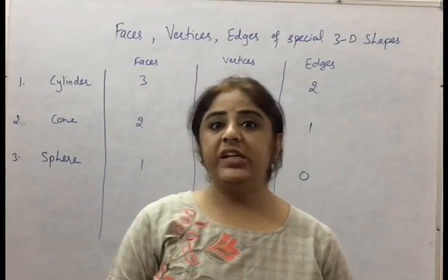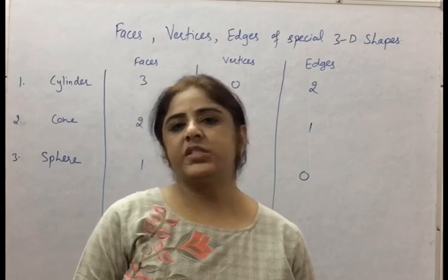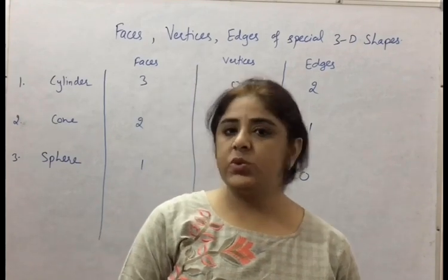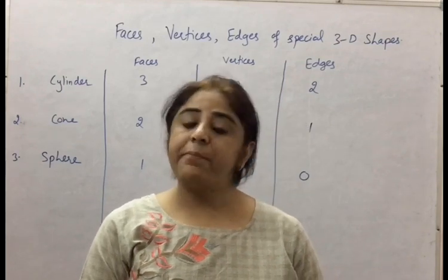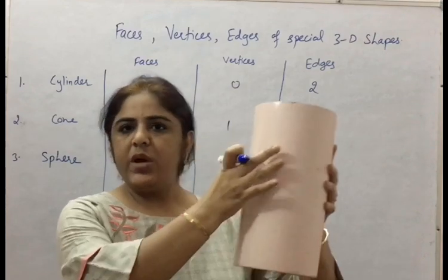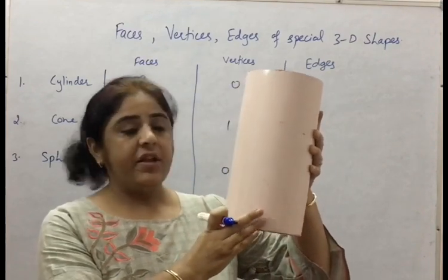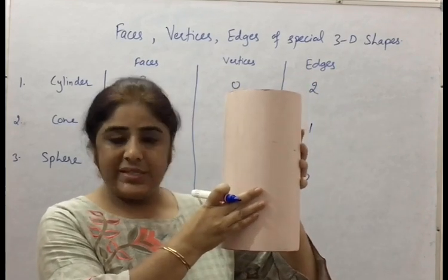Now students, we will discuss the faces, vertices, and edges of some 3D shapes. Those are special for us. These are not called pyramids and prisms. So we will go with the first one, the cylinder. You have seen examples of cylinders in your life. So this is called a cylinder.